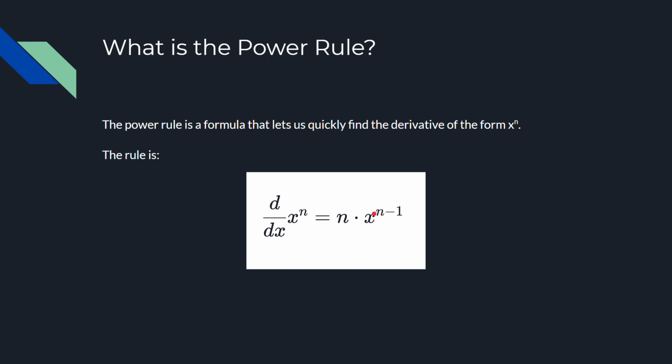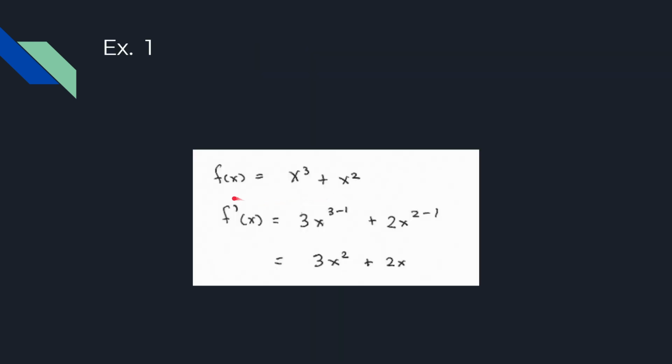1 minus that original power. So basically, I like to think of it as you're taking this power, dragging it down to be the coefficient, and then subtracting 1 from the power. So let's take a look at a couple of examples here.